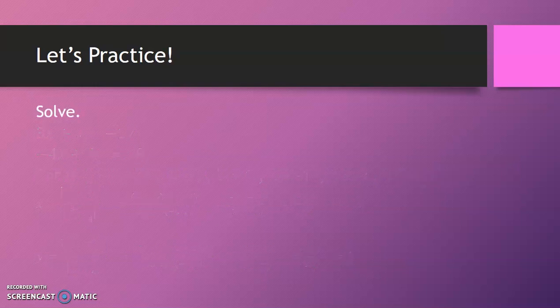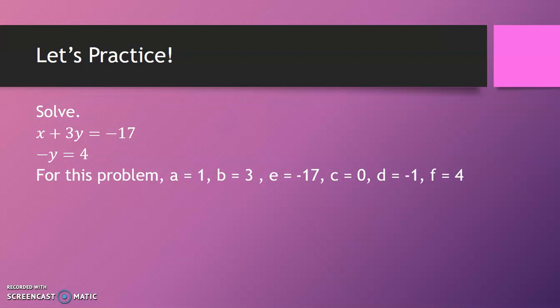Let's look at one more example. x plus 3y equals negative 17, and negative y equals 4. Notice how the second equation is missing the x term. So for this equation, when I go to state my c value, because that's the number that's in front of the x on the second equation, and it's not there, c is going to be equal to 0. So make sure that you still state that, because you are going to have to use that 0 inside of your determinants.